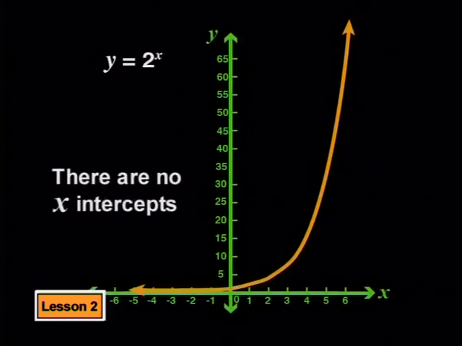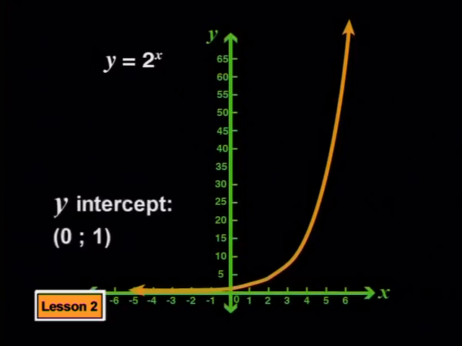Right. What about the x-intercepts? A graph that has the x-axis as an asymptote won't have any x-intercepts. What about the y-intercepts? This graph intercepts the y-axis at the point (0, 1).